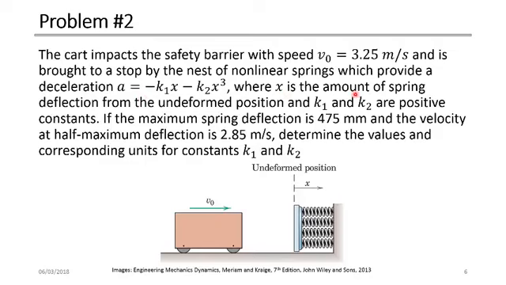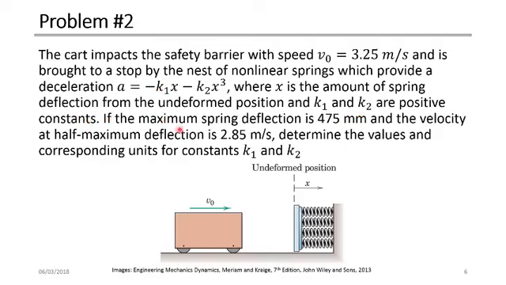So the x here is the amount of spring deflection. You can see on the figure here, x is measured from here. So when the cart hits this barrier, it will move to the right, and then these springs will decelerate the cart, but they will deform as well in the x direction. And this is the undeformed shape before the cart hits the springs. So x is the amount of spring deflection from the undeformed position, and k1 and k2 are positive constants. So we have the two positive constants here, k1 and k2.